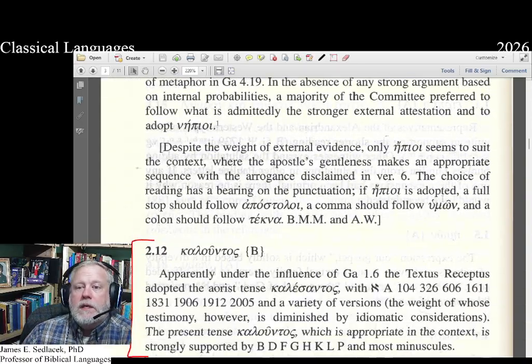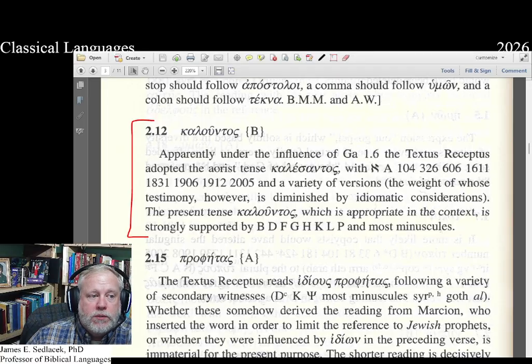Now, looking in Metzger's commentary, there was a note for 2:12, Kalesantos. And he says this: apparently under the influence of GA 1.6, the Textus Receptus adopted the aorist tense, along with Sinaiticus and Alexandrinus and these others, and a variety of the versions, the weight of whose testimony, however, is diminished by idiomatic considerations. The present tense Kalesantos, which is appropriate in the context, is strongly supported by this and most minuscules, by this whole list of minuscules.